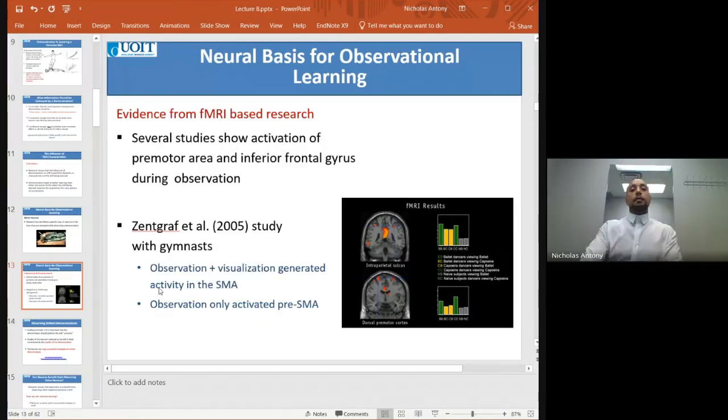Okay. And so there's been other research looking at functional MRI to see specifically if they could figure out what areas or pathways were involved. And they saw that the supplementary motor area was also involved.